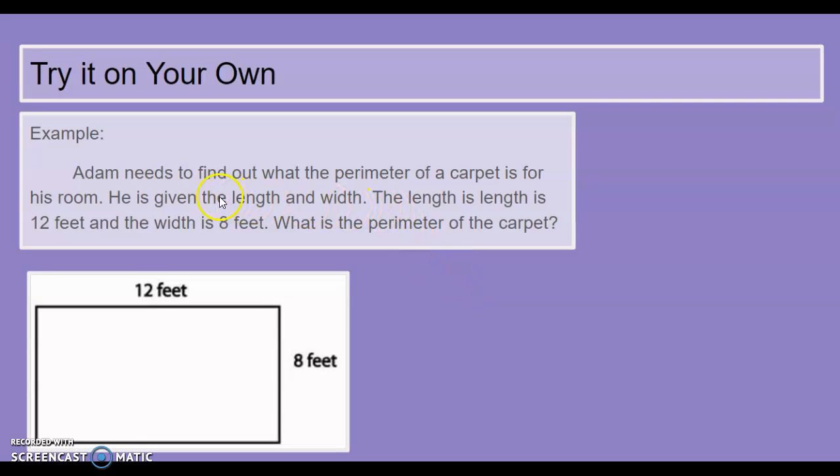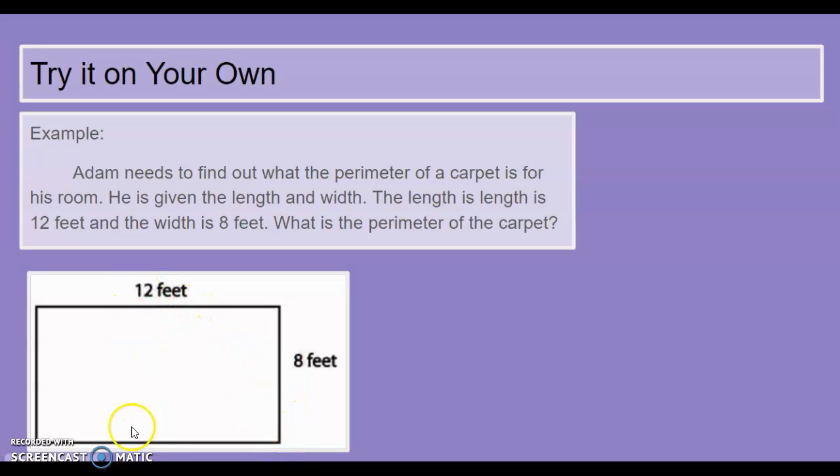Okay, so now that you've tried it on your own, I'll walk it with you. Adam needs to find out what the perimeter of a carpet is for his room. He is given the length and width. The length is 12 feet and the width is 8 feet. What is the perimeter of the carpet? Notice that it tells us we need to find the perimeter. What is the perimeter of what? The carpet. We are given the length, 12 feet right here, and 8 feet, which is the width.